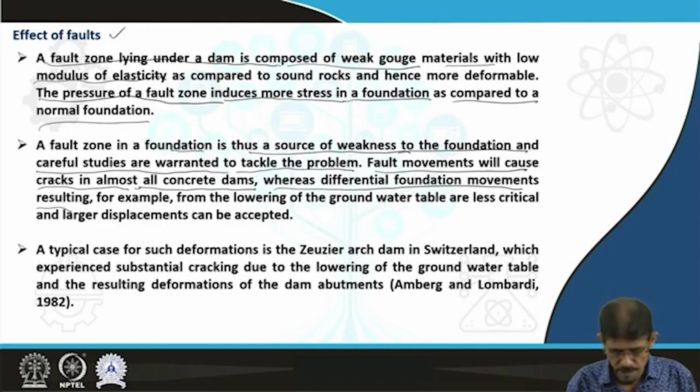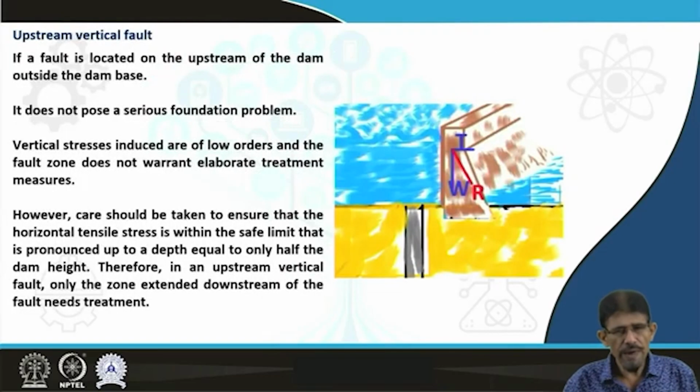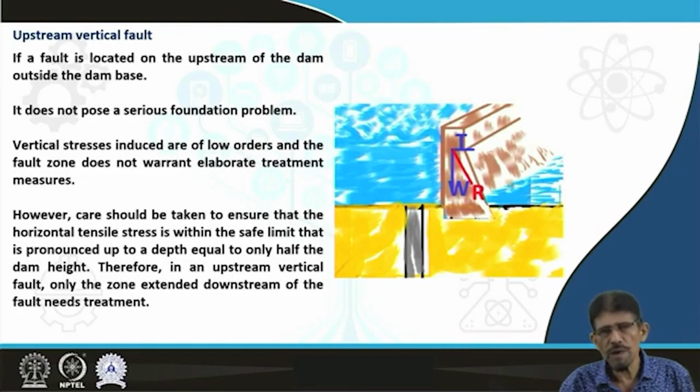A good example of such type of deformation is the Juvenal Arch Dam located in Switzerland, where fracturing was observed in this dam due to the presence of a fault or due to the low strength of fault material. In different positions, the faults are going to influence the stability of the dam.